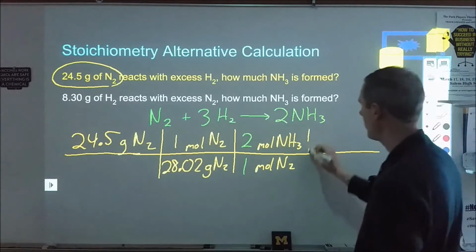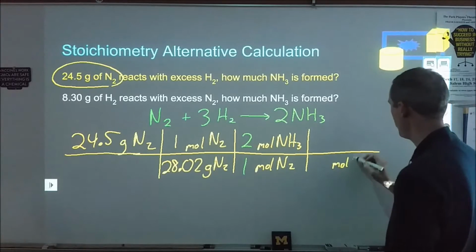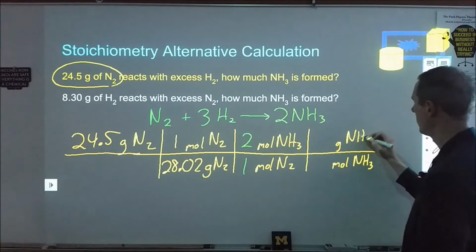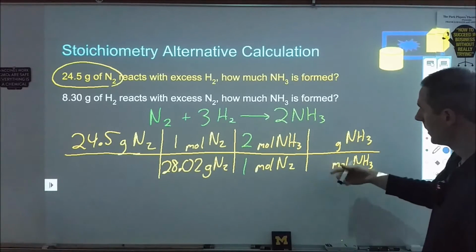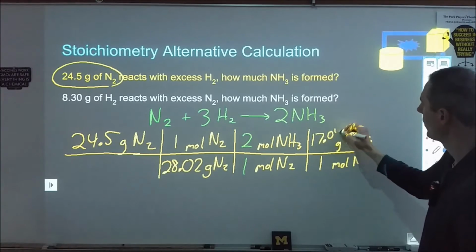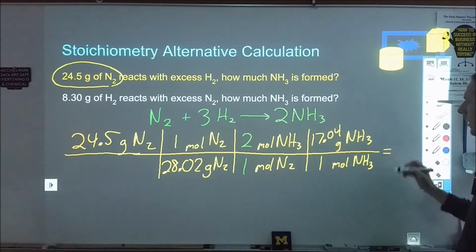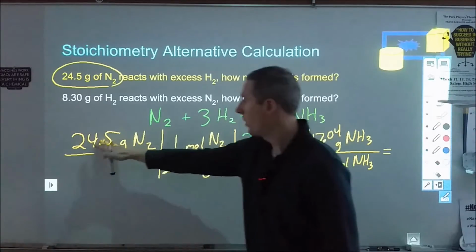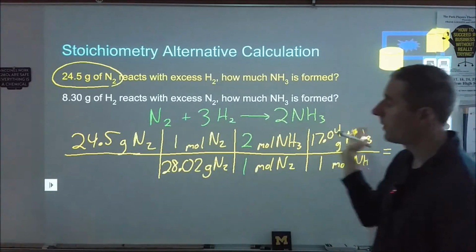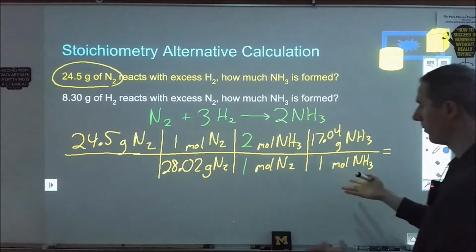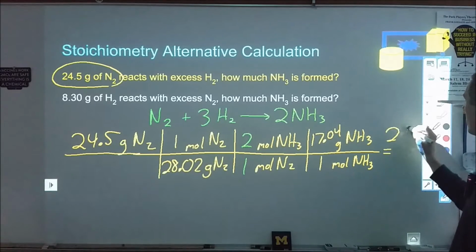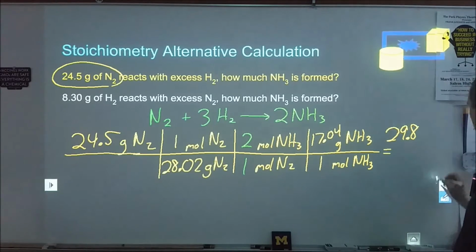And then the last step is we're going to change that from moles of ammonia back into grams to get a gram value. So again, now we're looking at a periodic table relationship. Every 1 mole would be 17.04 grams of ammonia. So what we do then is multiply 24.5 times 1, which is itself, times 2 times this. And we divide that answer by this, and then we have 1s the rest of the way. And so that comes out to be 29.8 grams of ammonia.